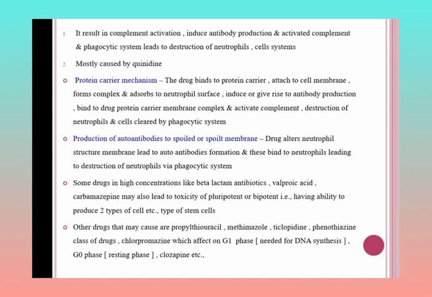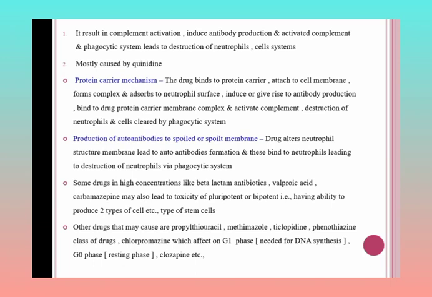These are some of the drugs that may cause toxicity, along with other drugs like propylthiouracil, methimazole, ticlopidine, phenothiazine, and also chlorpromazine. Now coming to chlorpromazine, it is not affecting the GI phase, the gastrointestinal phase, but rather the G1 phase.